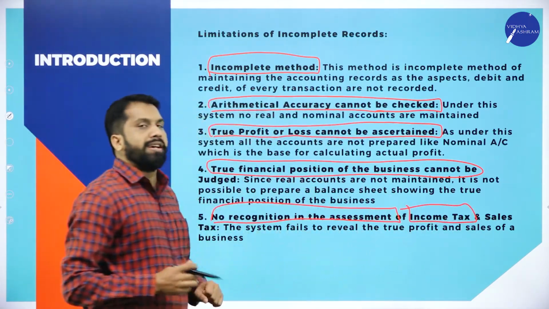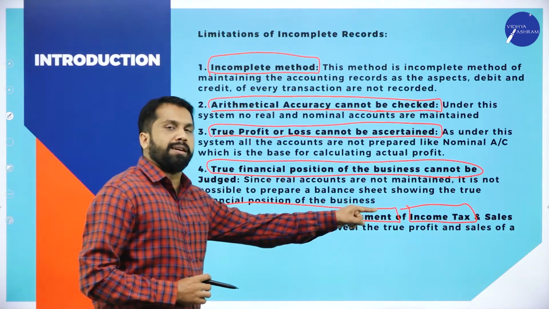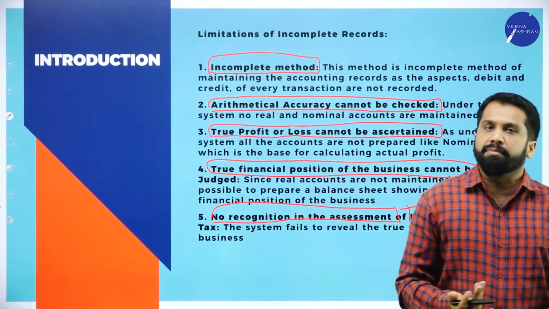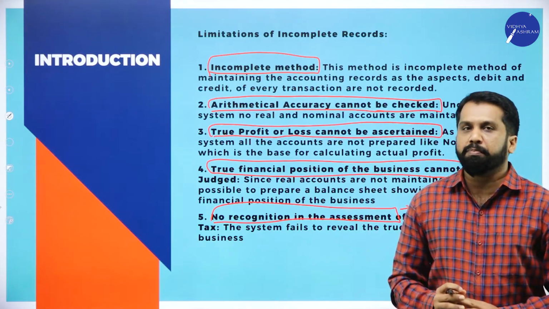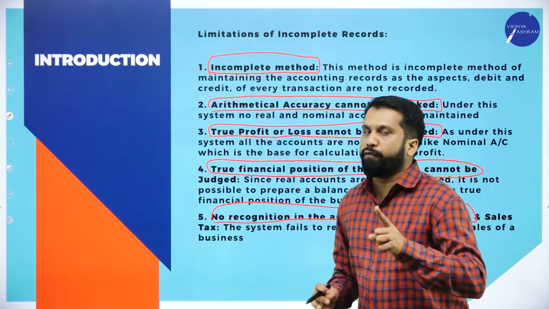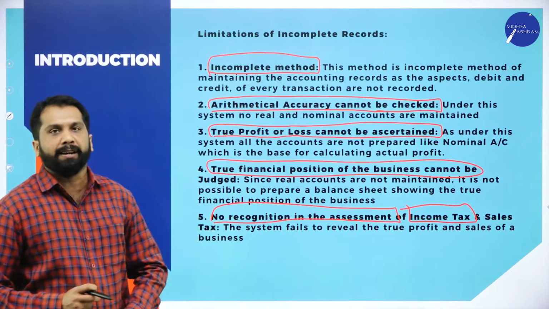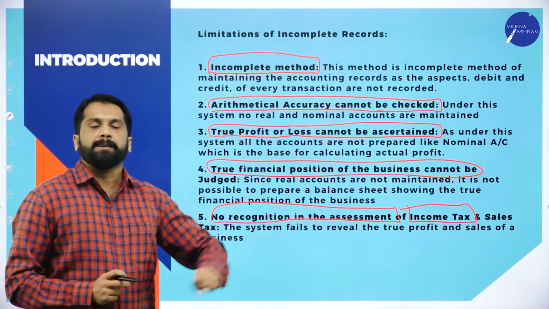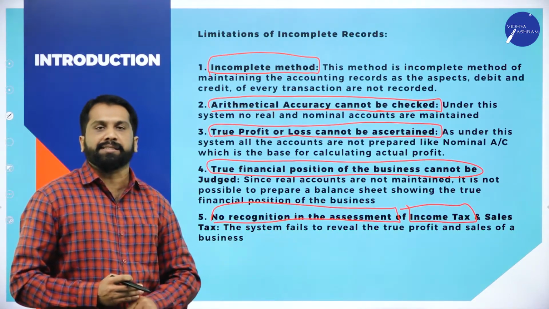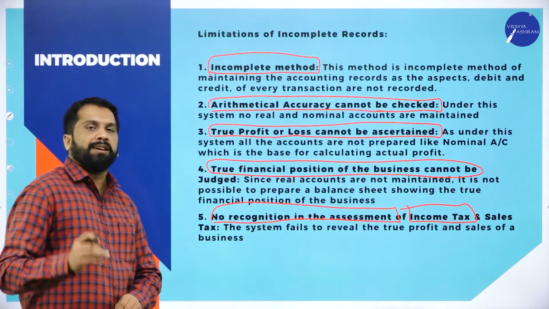If you are following incomplete books of records, you will not come under income tax. You may be happy that you need not pay income tax, that you are out of income tax payment. No, you will not get any loan from banks. If you want to get a loan from a bank, you must be an income tax payer. So your growth will be restricted there itself. Clear? Yes. These are the major 5 points.